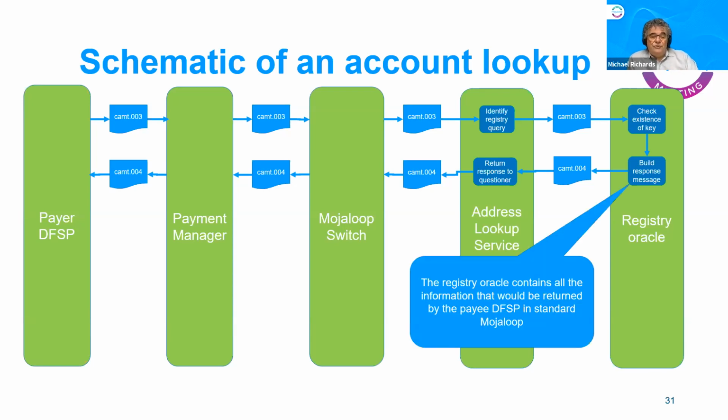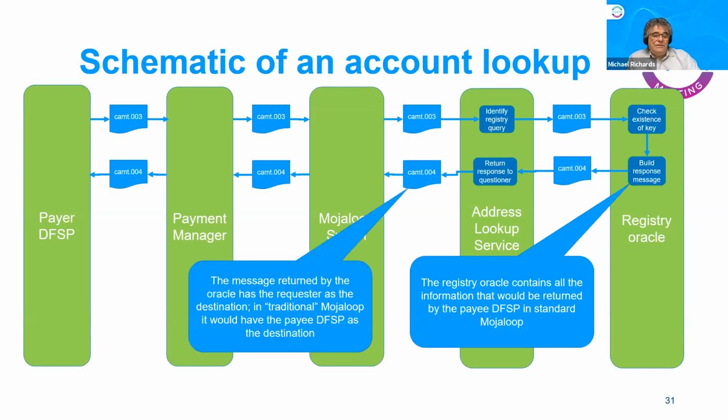So, as I say, we are assured and we're reasonably confident that the registry oracle does have all of the information that will be returned, though we might have to add a little bit to that based on what we talk about with compliance later on this afternoon. And the message, as we said, has the requester as the destination. In traditional Mojaloop, it'll have the payee DFSP as the destination.